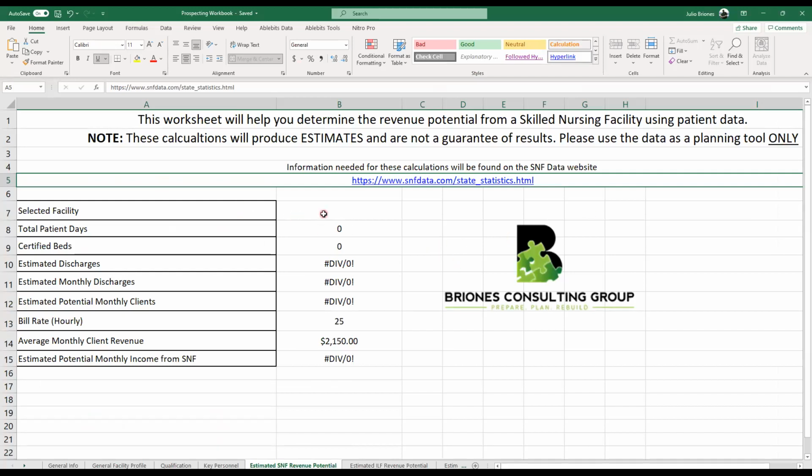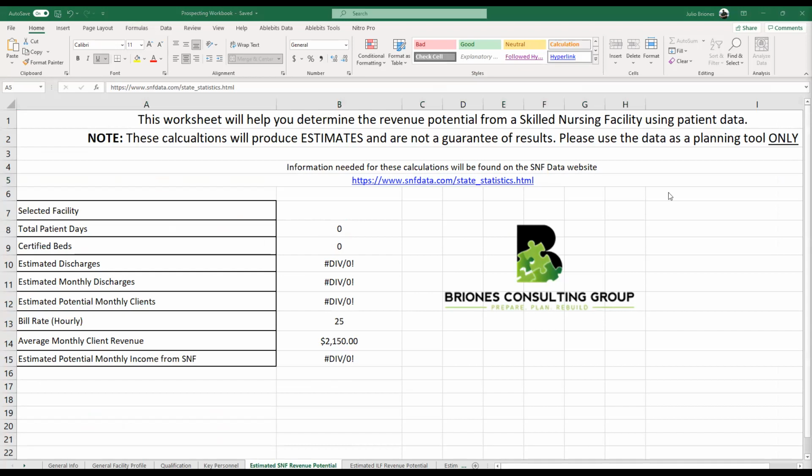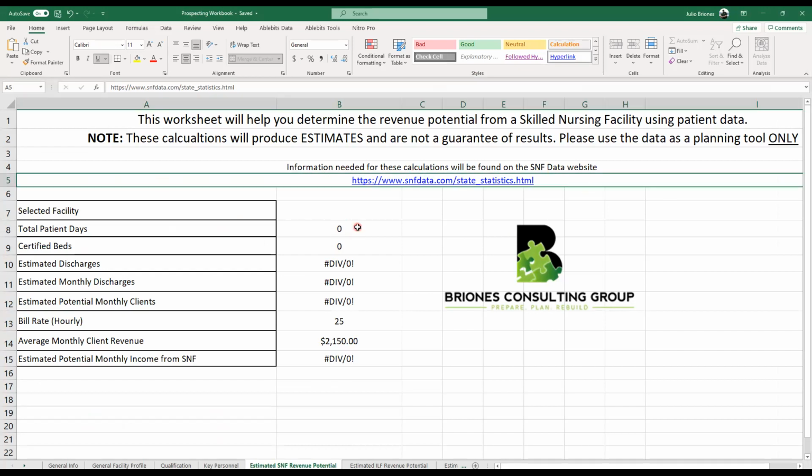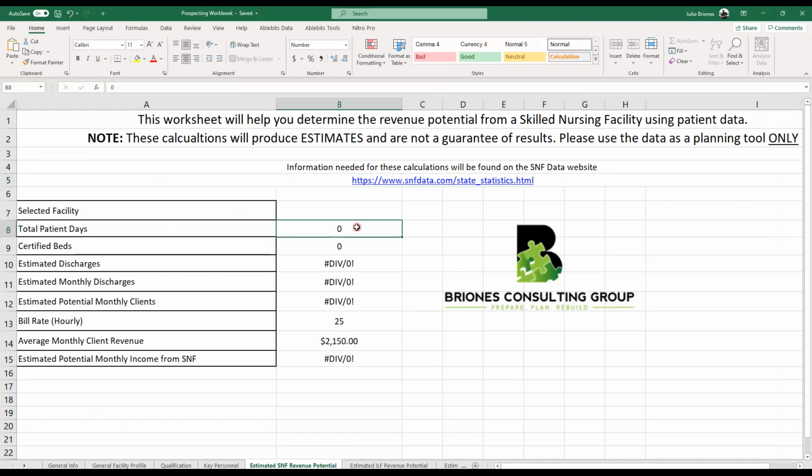So let's select the facility by state. I'm not going to promote any particular facility, I'm just going to use some random information that I'm seeing up here. Let's say this facility that we are looking at has total patient days of 202,889. The number of certified beds in this facility is 78.